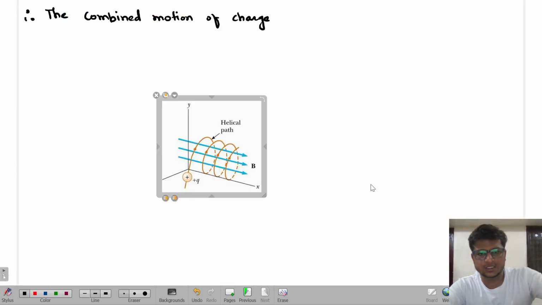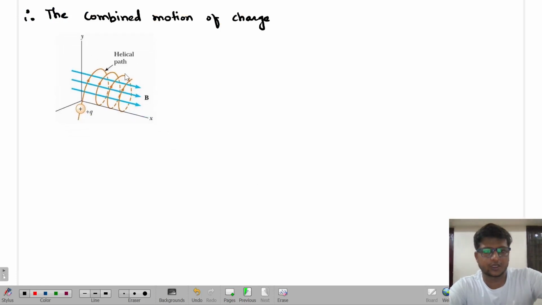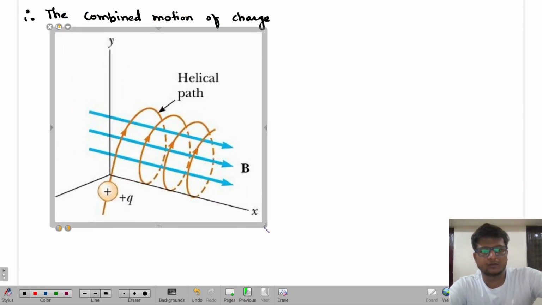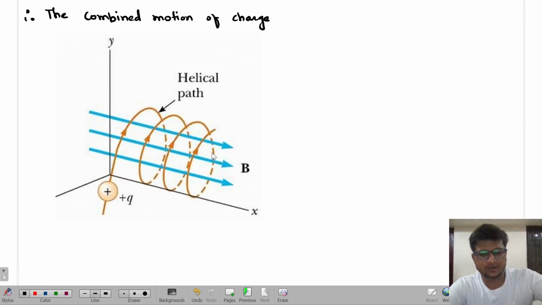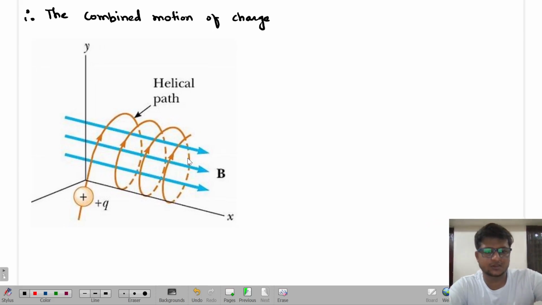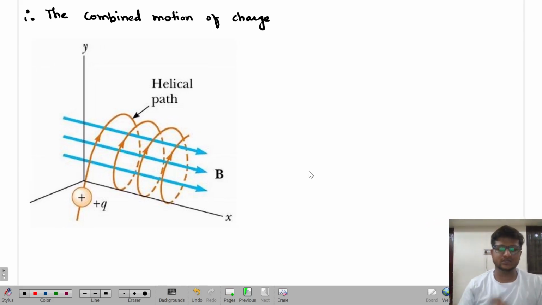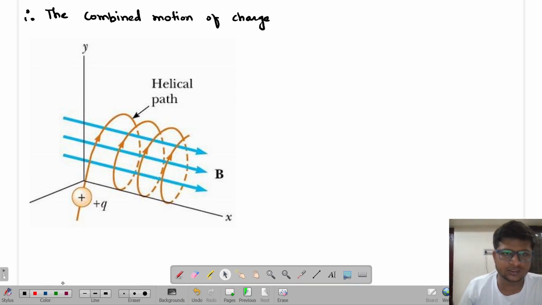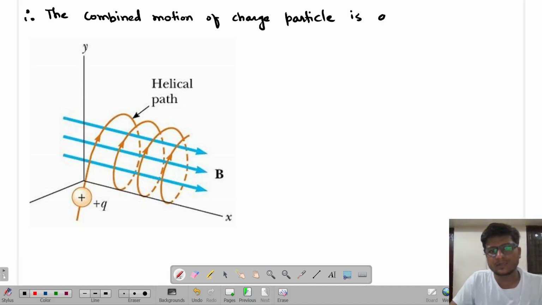So this is what I was talking about. When you consider the movement of a charged particle, can you see that properly? That first gets stretched out. You can see now. So that's what I'll write. The combined motion of the charged particle is a helical path.